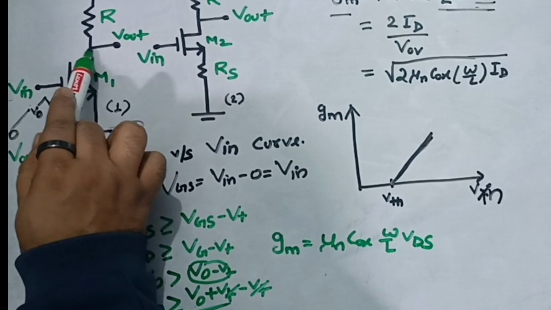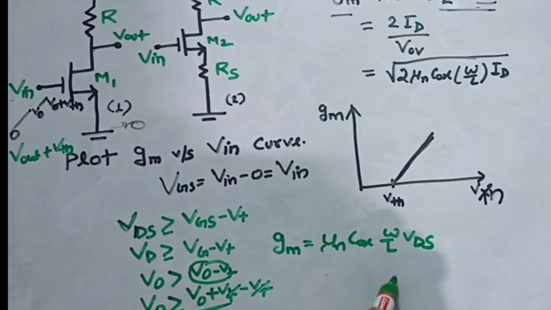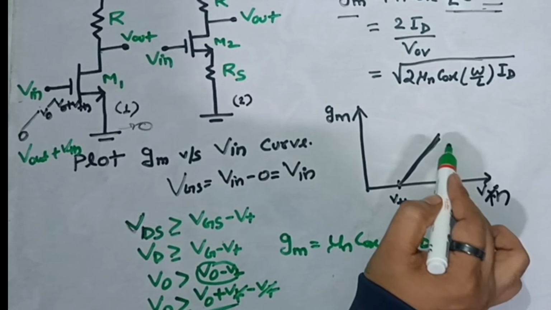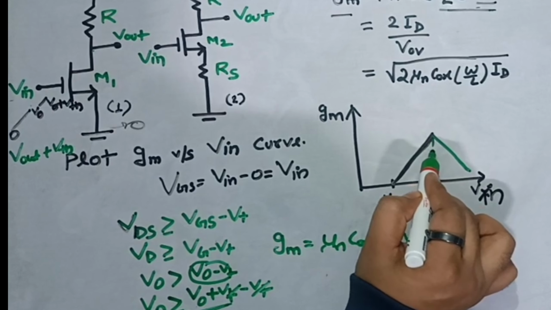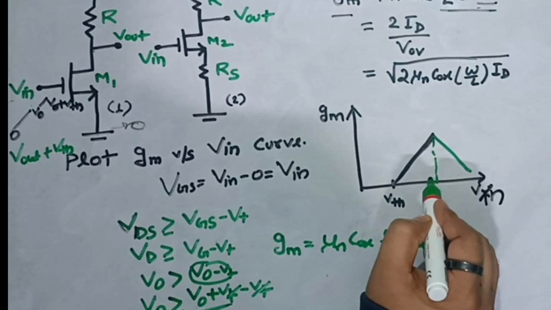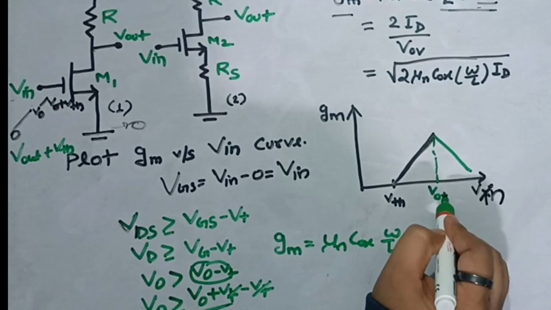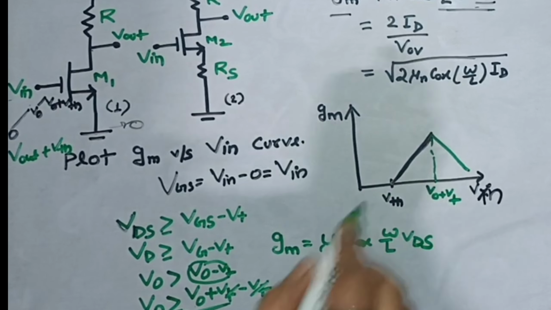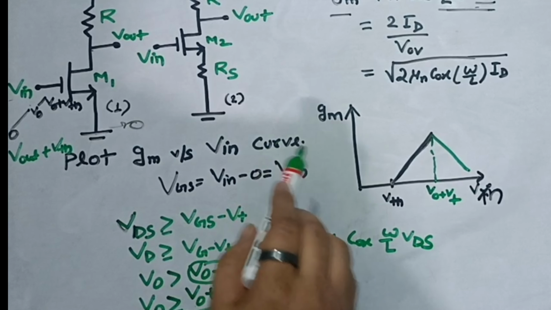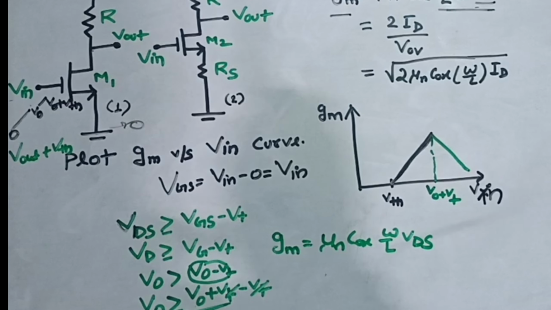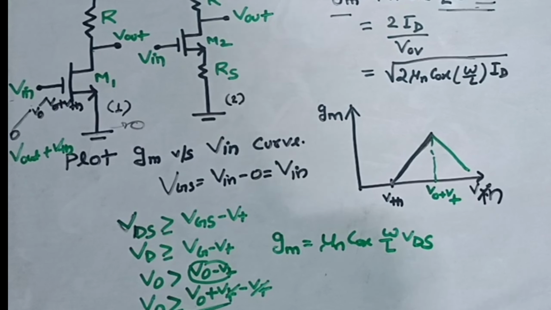That means this potential will drop down, your VDS will decrease. That means your GM will start decreasing after that. So till this point is nothing but V out plus Vt. Till this point GM will increase, and after that GM will start decreasing. So this is how the curve will look between GM and V in for figure 1, which is normal common source amplifier. Now we will draw the same figure for figure 2, which is common source amplifier with source degeneration.